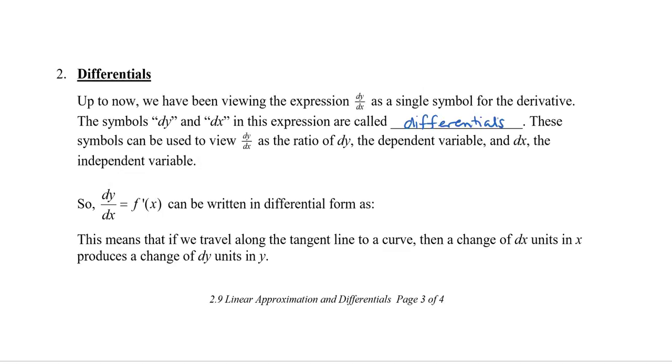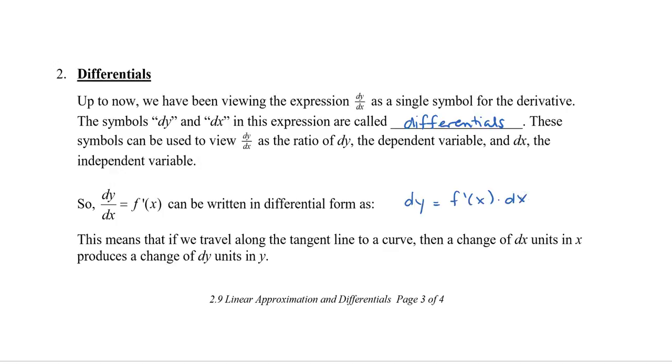These symbols can be used to view dy dx as the ratio of dy, which is the dependent variable, and dx, which is the independent variable. So dy dx equal to f prime of x can be written in differential form as dy equal to f prime of x times dx.